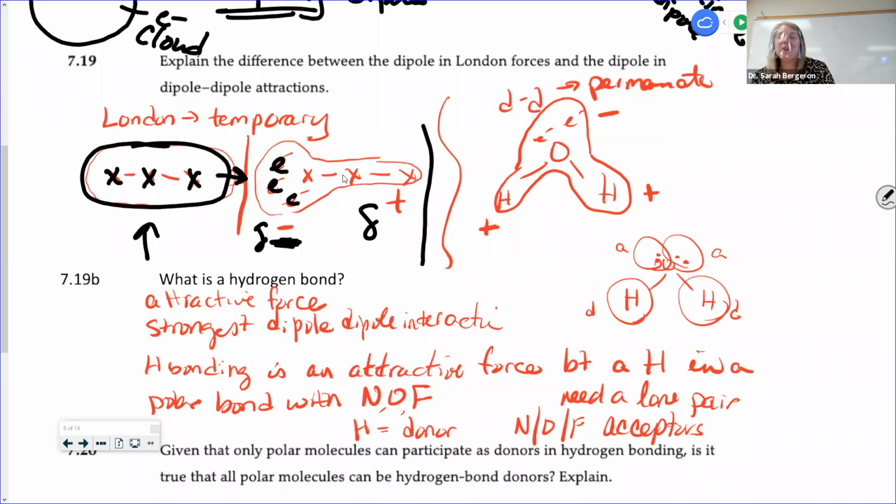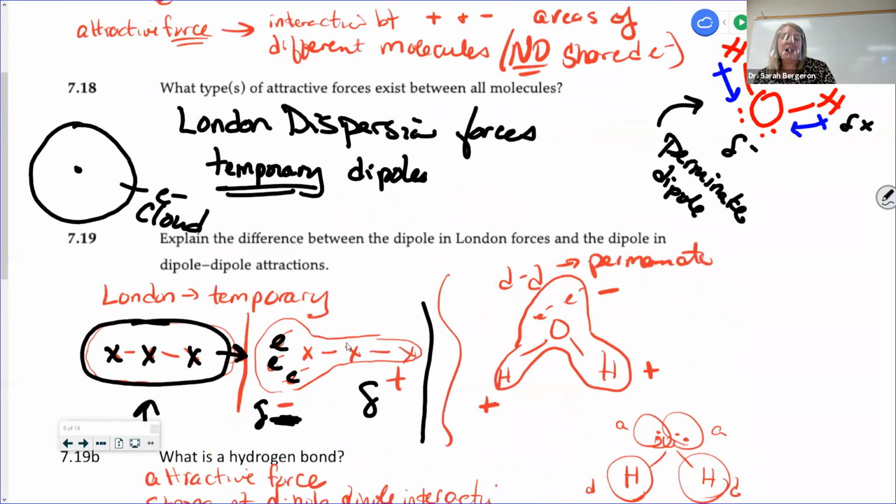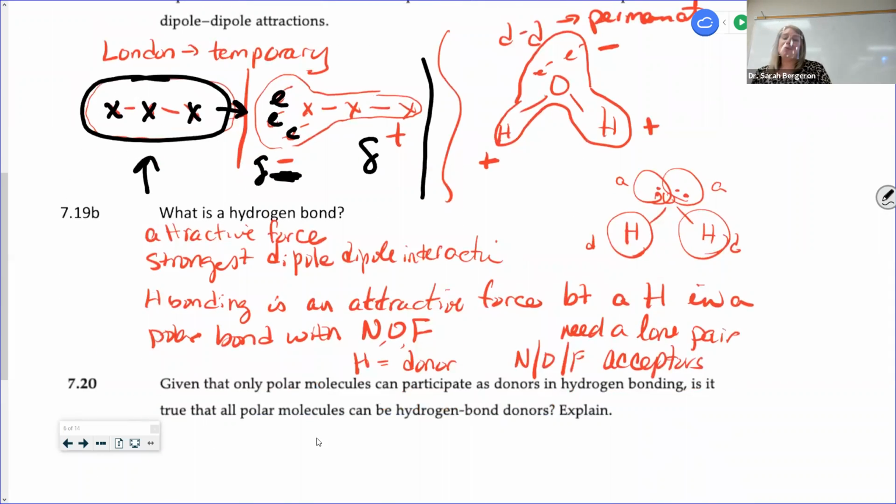So you can have temporary and you can have permanent dipoles. Water is our example of a permanent dipole. And then anything that is non-polar can only have London dispersion forces. Something like water has London dispersion and its permanent dipole. So everything has London dispersion. And then depending on the characteristics of the molecule, they can have additional attractive forces. Okay. So another type of attractive force is a hydrogen bond. A hydrogen bond is a dipole-dipole interaction. What did we just say has a dipole?